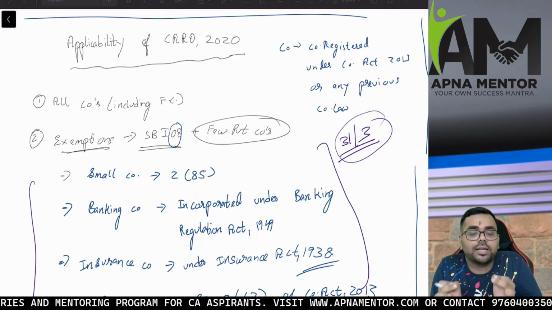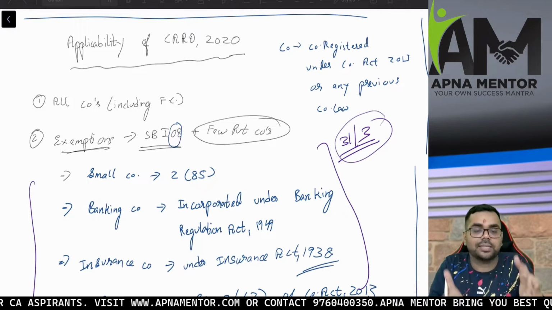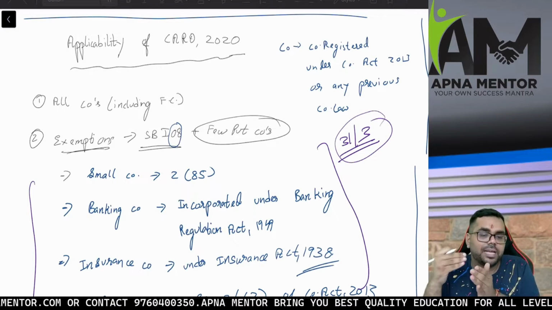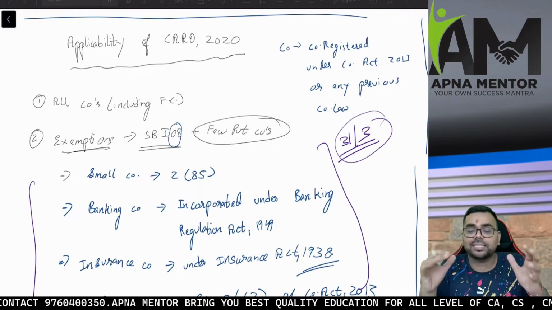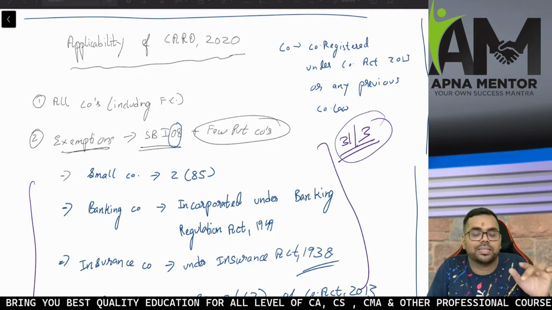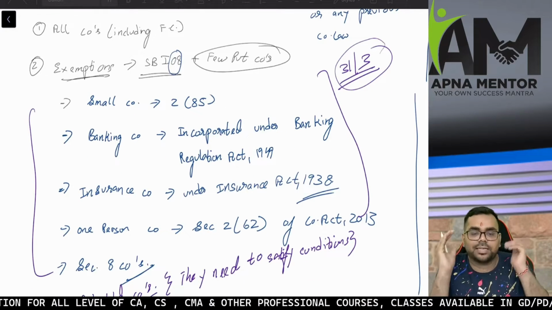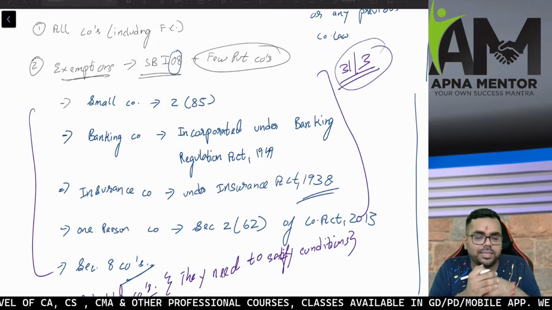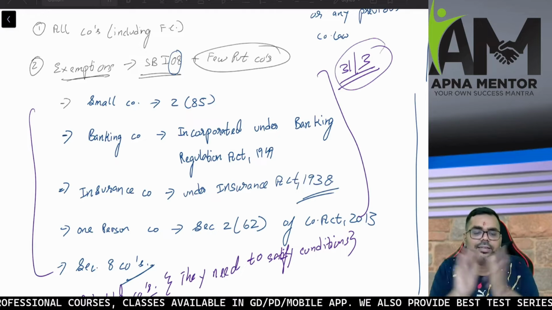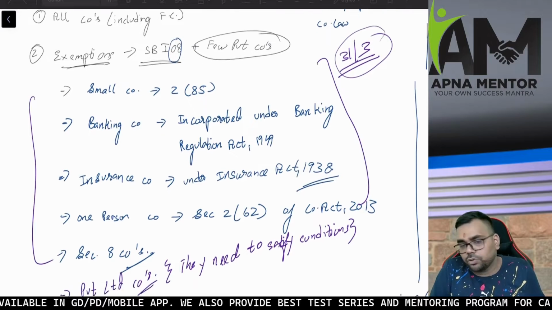CARO 2020 is not applicable to, do remember, SBI 08, plus certain private companies. What is SBI 08? S stands for small company defined under section 2 clause 85. B stands for banking company incorporated under the Banking Regulation Act 1949. I stands for insurance companies under the Insurance Act 1938. O stands for one person company defined under section 2 clause 62 of the Companies Act 2013. 8 means section 8 companies, that is, the not-for-profit organizations. So these are the 5 organizations which are exempted from CARO 2020 reporting.